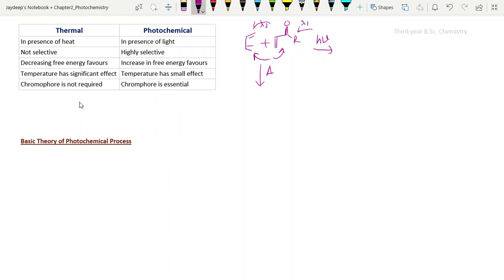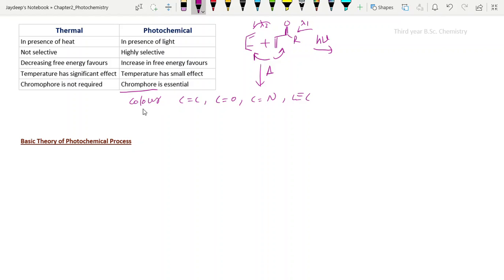In thermal reactions, a chromophore is not required, while in photochemical reactions a chromophore is essential. So chromophore means the molecule which absorbs a suitable wavelength and shows color. These are the carbon-carbon multiple bonds, or multiple bonds of carbon with oxygen, with nitrogen, carbon-carbon triple bonds. So generally those molecules which show multiple bonds with carbon can be a chromophore.